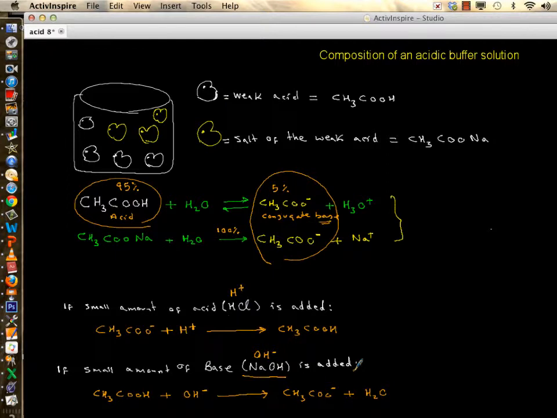So in order to make an acidic buffer, you need a weak acid and its salt. The role of the salt is to provide a larger quantity of the conjugate base. So this is an acidic buffer, a buffer that has pH less than 7, and that's how you make it. This is one way to make that buffer.